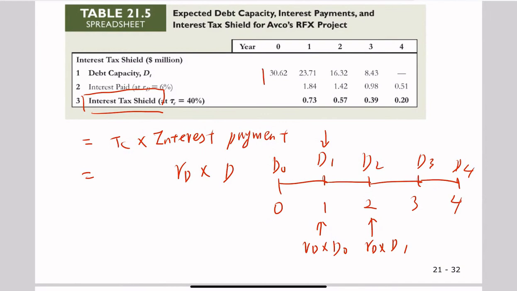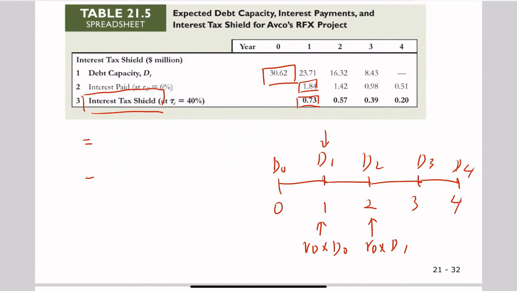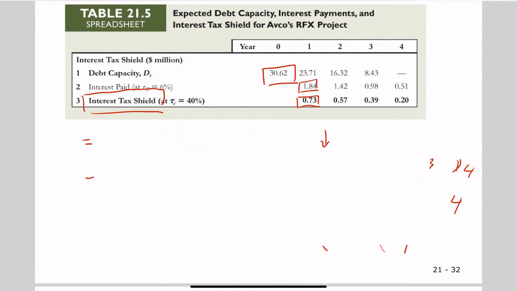So here you can see that the initial debt is $30.62 million. And then you will have to calculate the interest payment, which is 3% times $60.62 million, which will give you this number. And then the interest tax shield would be given by 40% times $1.84 million. So this will give you this number. Okay, let me explicitly write these numbers.